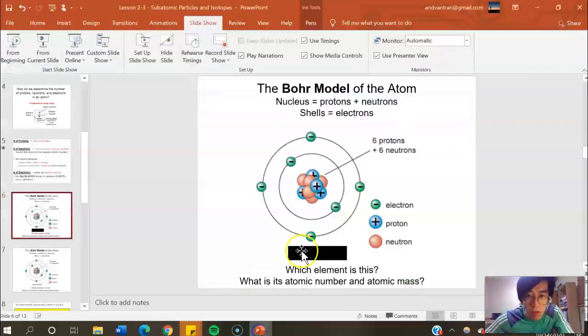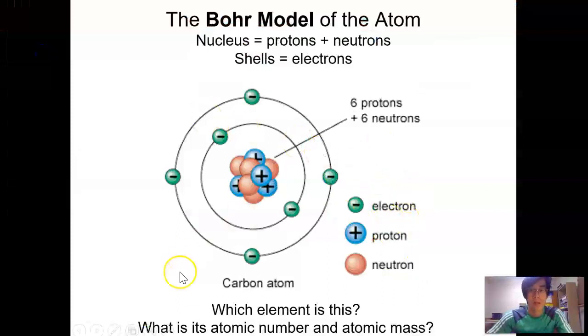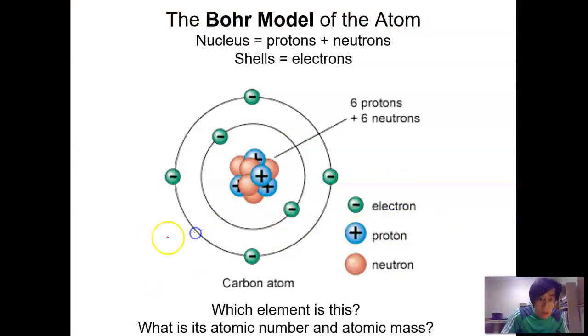Okay, so let's go back here. So this is a carbon atom. Yay, carbon. What's its atomic number and atomic mass? Once again, the atomic number, let me go back to the presentation, is equal to just the number of protons. So I'll say it's 6, like we saw on our periodic table.